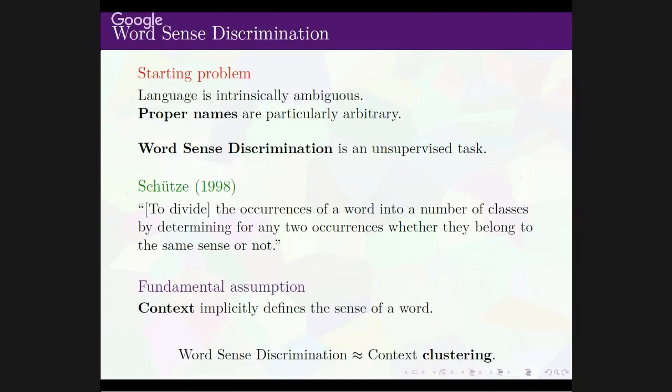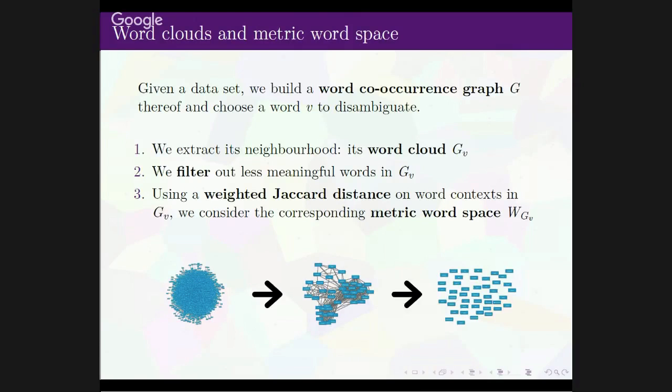First of all, the starting problem is that language is intrinsically ambiguous, and proper names particularly so. So word sense disambiguation tackles this problem, and word sense discrimination is its unsupervised counterpart. Here we want to divide the occurrences of a word into different classes. Each class represents a possible sense of that word. So our fundamental assumption is that context implicitly defines the sense of a word, and we do something akin to context clustering. So more technically, how do we model our context?